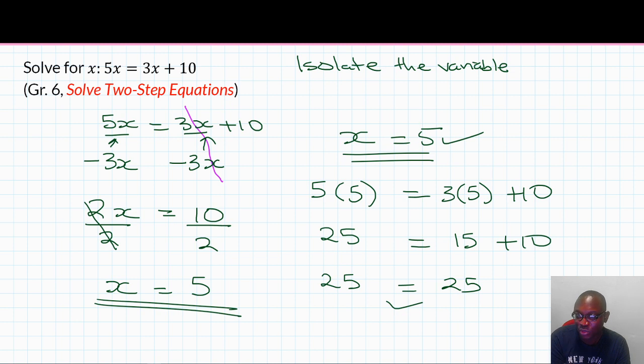So that's how you cross-check your answer. All right, so we're going to do, I think, one more problem, and then we will go ahead and do our puzzles for the day.